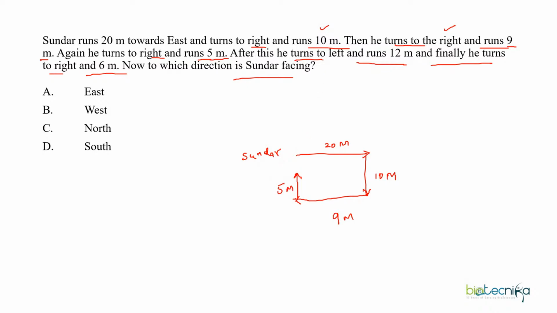Okay. After this he turns to left and ran 12 meter. So यहाँ से वो लेफ्ट की तरफ घूम गया. So ये मेरा लेफ्ट हुआ यहाँ से, ये 12 मीटर हो गया. And finally he turns right and ran 6 meter. That means इस point से मेरा right होगा किधर? इस तरफ. So this is 6 meter.